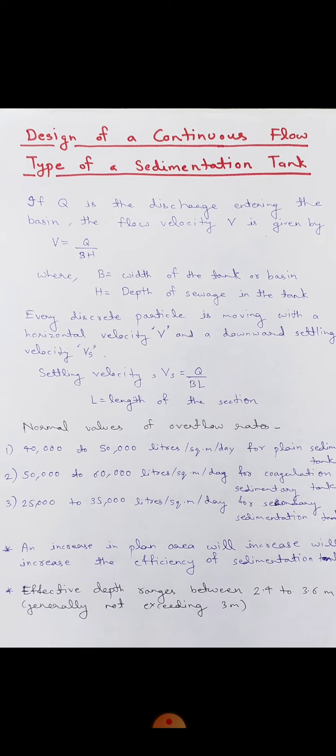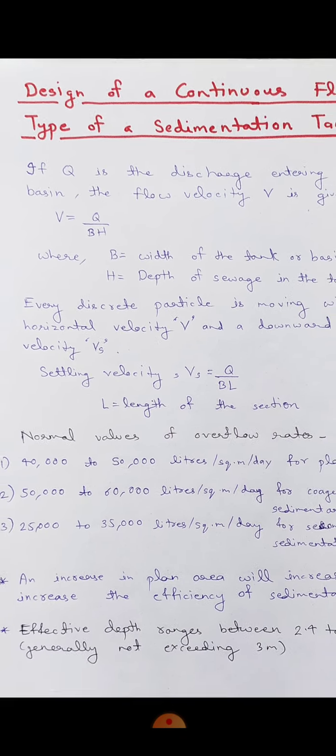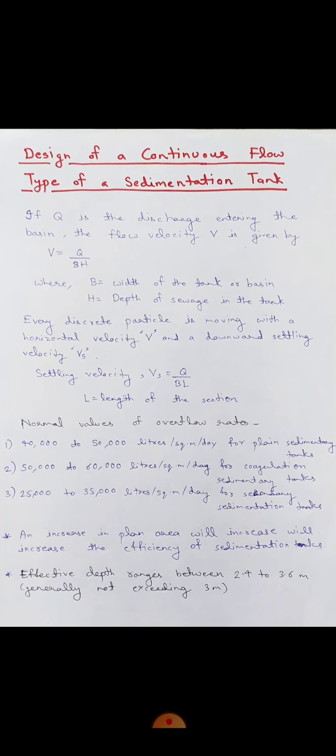Now we have to consider some points which are used in the designing of this sedimentation tank. First is the normal values of overflow rates. In the designing process we have to assume the normal values of the overflow rate. The first one is 40,000 to 50,000 liters per square meter per day for plain sedimentation tank. If you have to design a plain sedimentation tank, then you have to put the value of overflow between 40,000 to 50,000 liters per square meter per day.